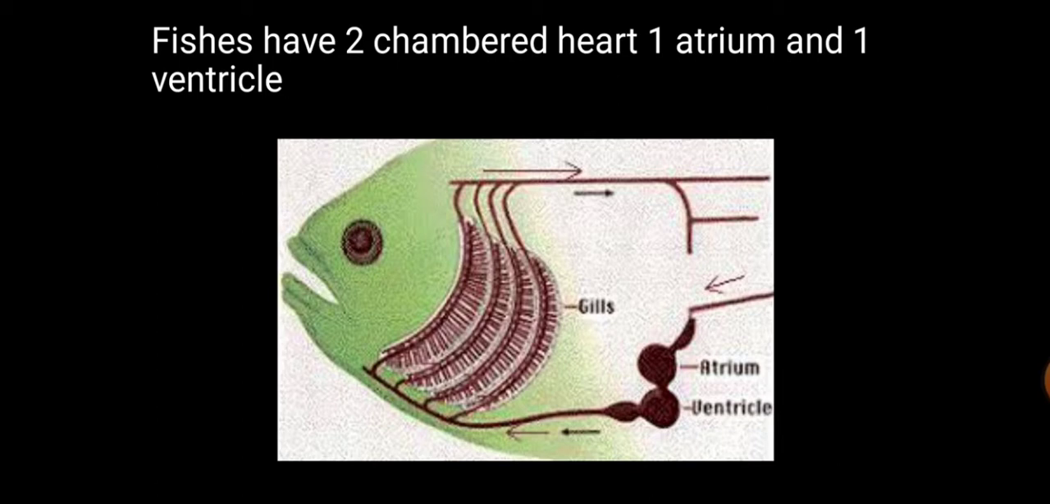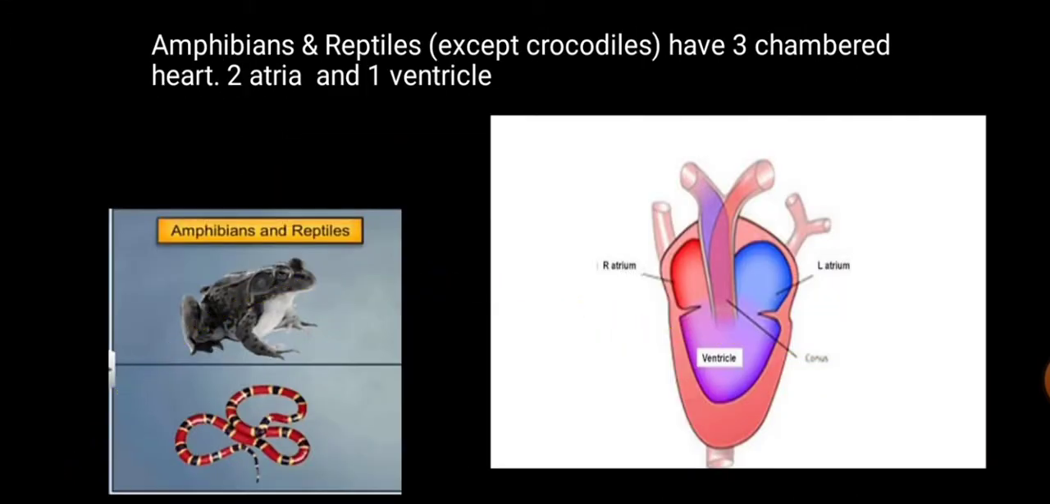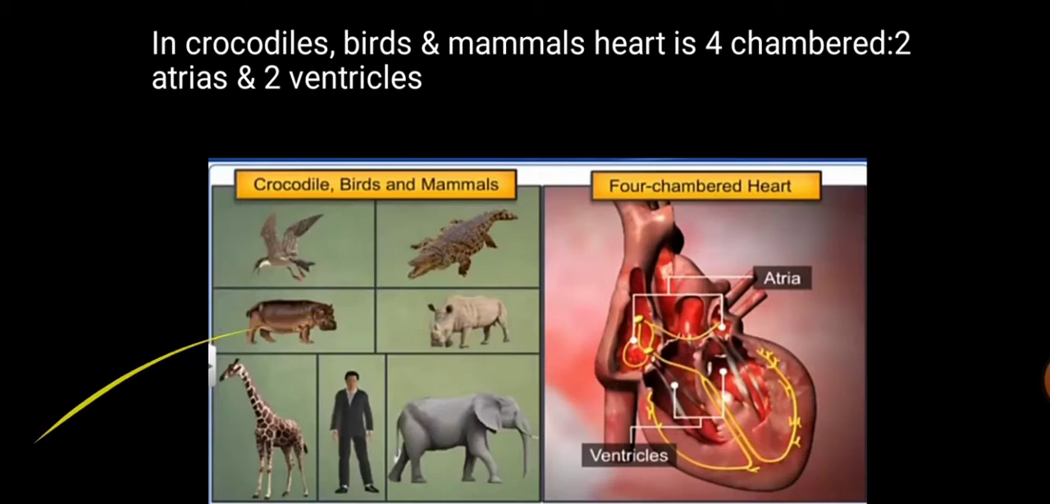Fishes have a two-chambered heart, one atrium and one ventricle. We can see the picture in which there is one atrium and one ventricle. Amphibians and reptiles, except crocodiles, have a three-chambered heart, two atria and one ventricle. In crocodiles, birds and mammals, they have a four-chambered heart, two atria and two ventricles, on either left and right side.